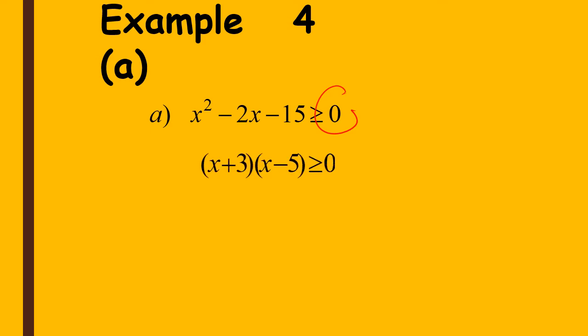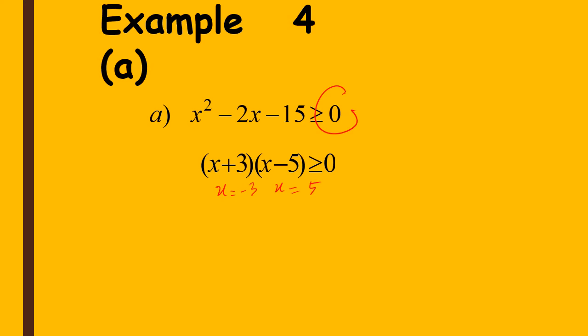Example. So example for A. We want to solve x squared minus 2x minus 15 more than or equal to 0. Now we have 0 on the right side. We can factorize. So factorize x squared minus 2x minus 15. We will get (x plus 3) multiplied with (x minus 5) more than or equal to 0. So now we know what is the value of p and q. So we have the first value is negative 3. Another one will be positive 5.